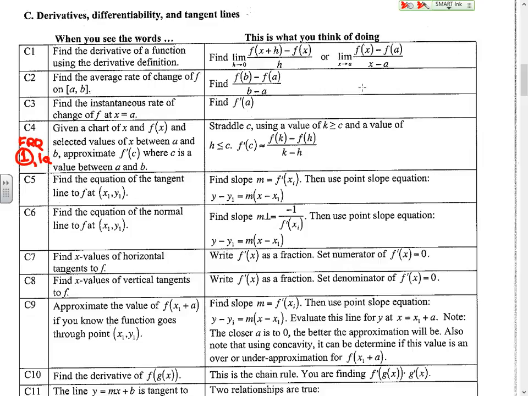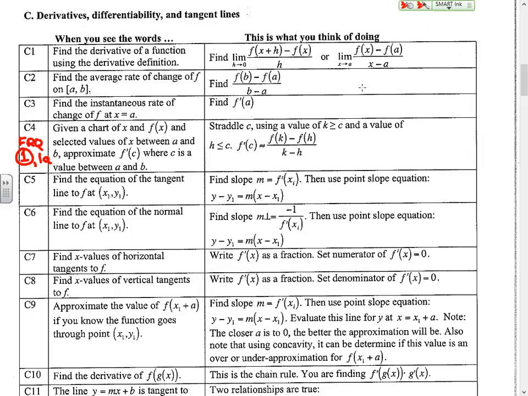Velocity. What are they asking for in letter A? Are they saying the exact or are they saying approximate? Or they could be saying average. Whether they're saying average or approximate, either way, where are they asking for the average or the approximate at? 1.4. Go look in the table.